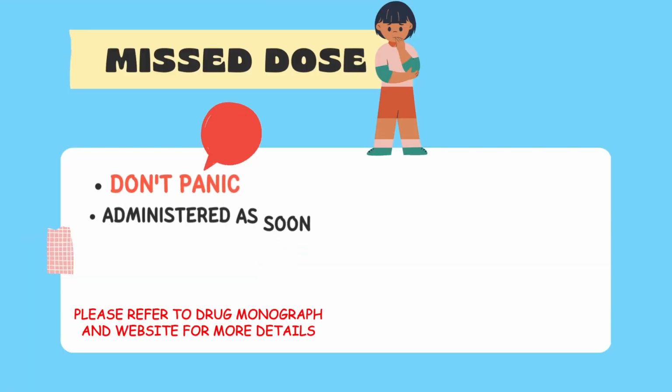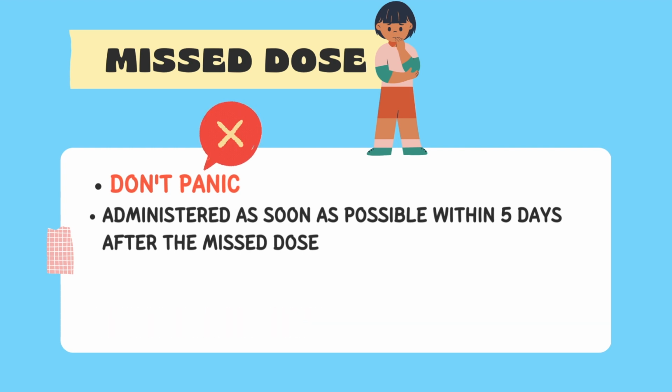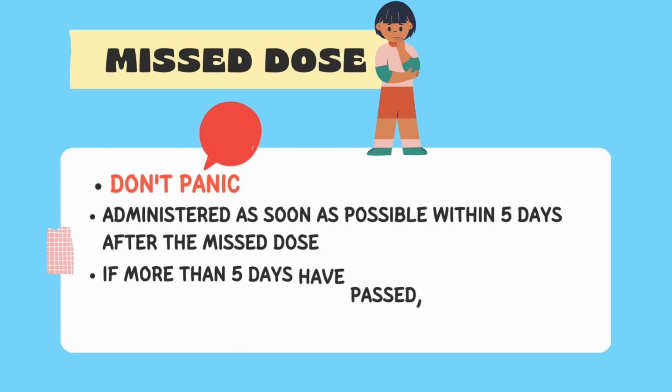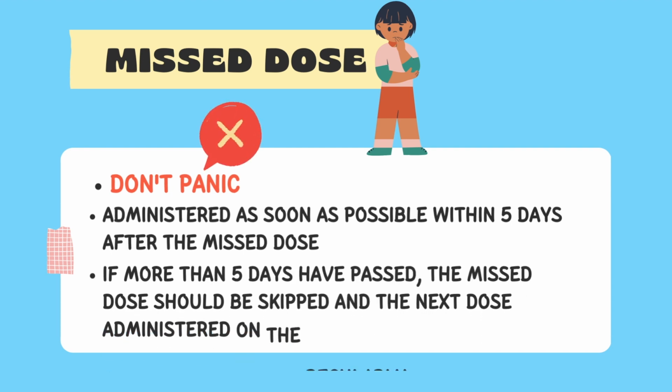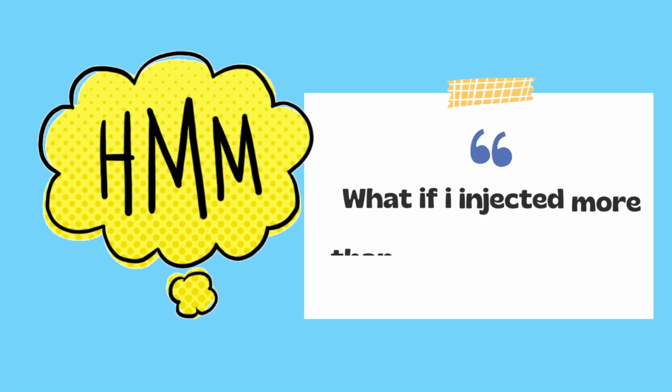In this slide, I just want to briefly mention what to do if a patient misses a dose. The first thing is don't panic. The dose can be administered as soon as possible within 5 days after the missed dose. If more than 5 days have passed, the missed dose should just be skipped and the next dose administered on the regular scheduled day.